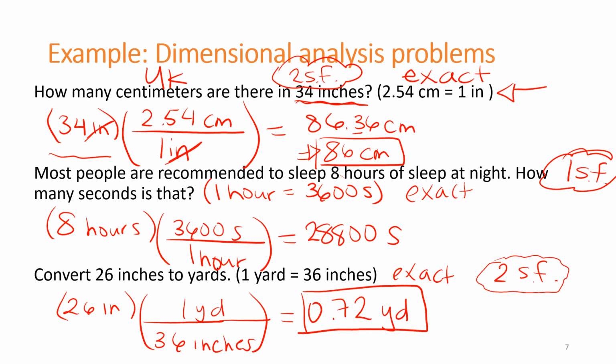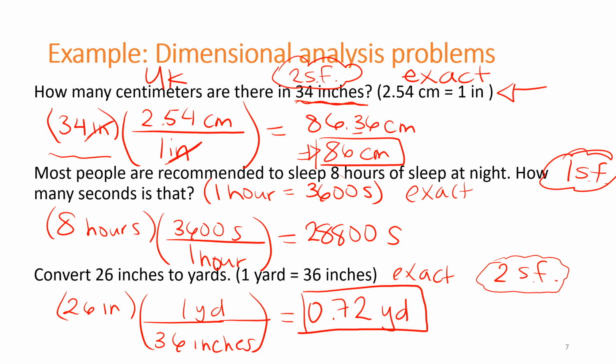Now this next one has to do with time. Most people are recommended to sleep 8 hours. How many seconds is that? Our conversion factor is 1 hour equals 3,600 seconds. This is an exact number as well. I know I didn't list it on the 3 bullet points on that previous slide, but just consider conversions between time also to be exact numbers.